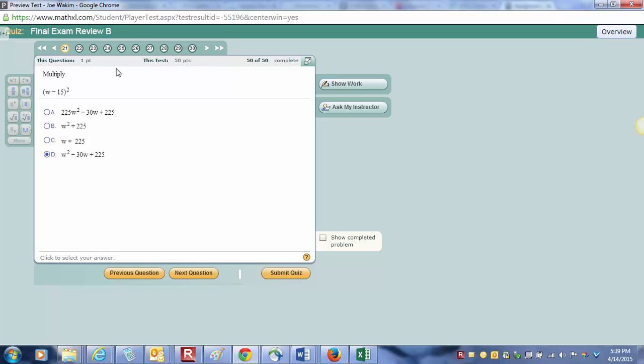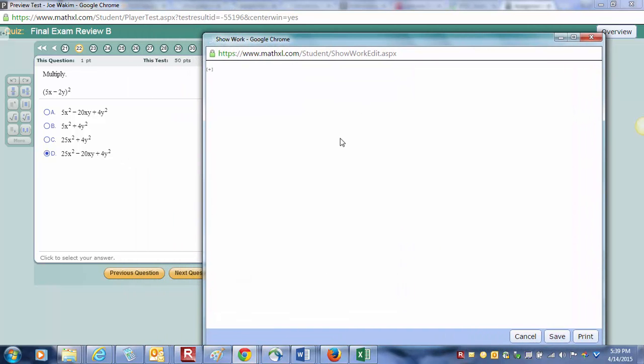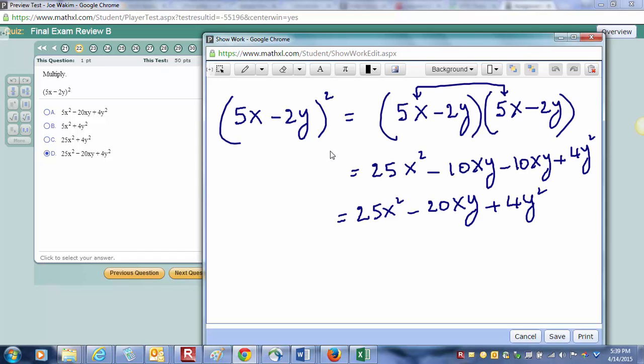Number 22. Again, we have to square the binomial and multiply it by itself. If you do that, you get 5x times 5x, which is 25. Again, we have to add the exponents here. 1 plus 1 is 2. So that's how we got the 25x squared.